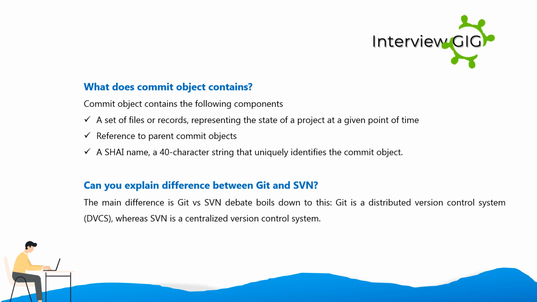Can you explain the difference between Git and SVN? The main difference in the Git versus SVN debate boils down to this: Git is a distributed version control system, DVCS, whereas SVN is a centralized version control system.